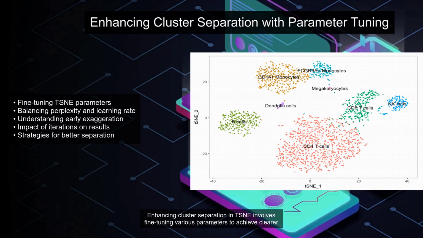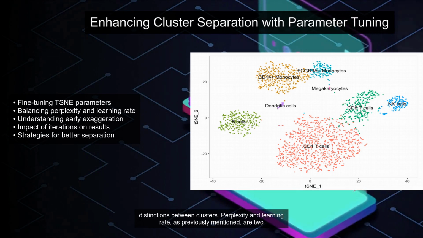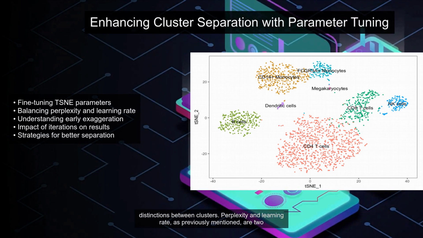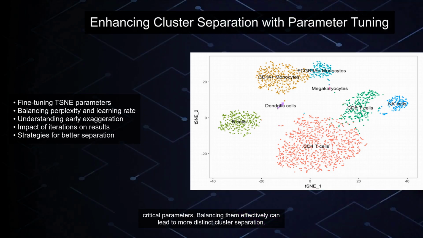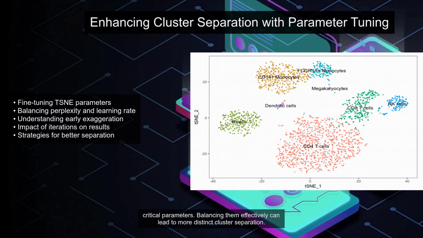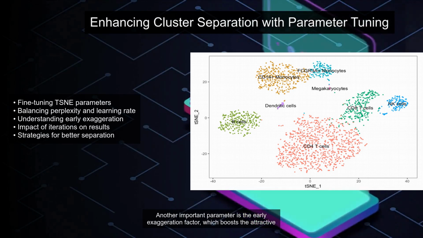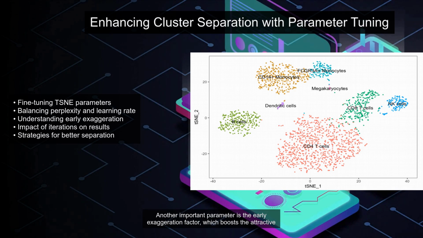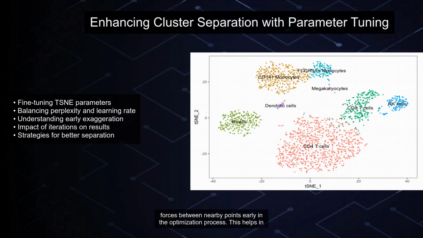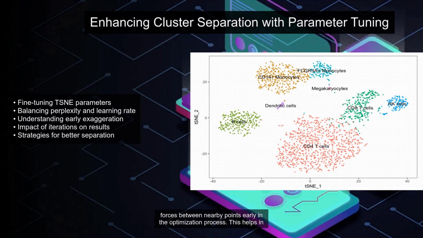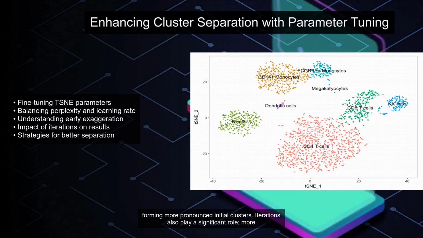Enhancing cluster separation in TSNE involves fine-tuning various parameters to achieve clearer distinctions between clusters. Perplexity and learning rate, as previously mentioned, are two critical parameters. Balancing them effectively can lead to more distinct cluster separation. Another important parameter is the early exaggeration factor, which boosts the attractive forces between nearby points early in the optimization process. This helps in forming more pronounced initial clusters.